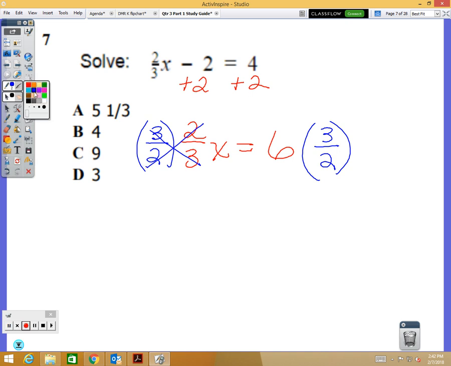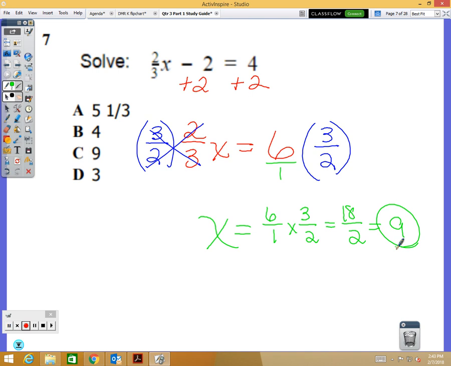So that's going to leave us with x over here. And yes, Dawson said put it 6/1. So you're doing a fraction times a fraction. And that would give you 18/2. And 18/2 gives you 9. So your choice should be C, 9. Any questions about that one?